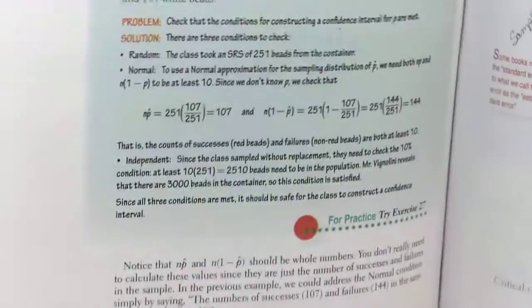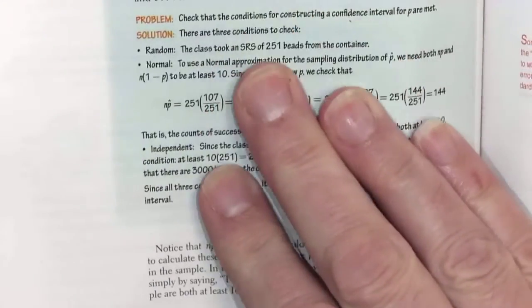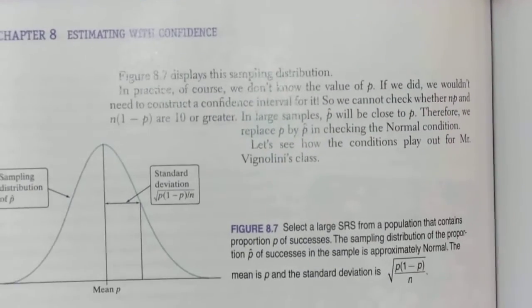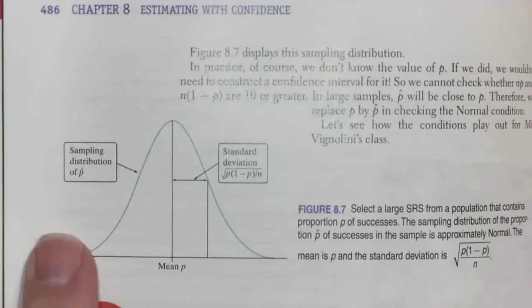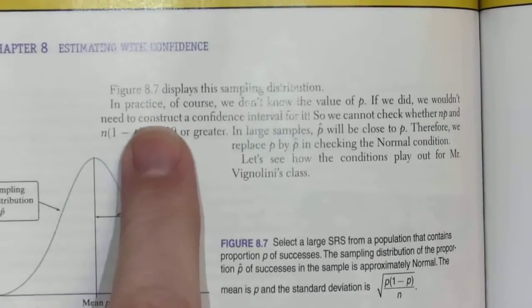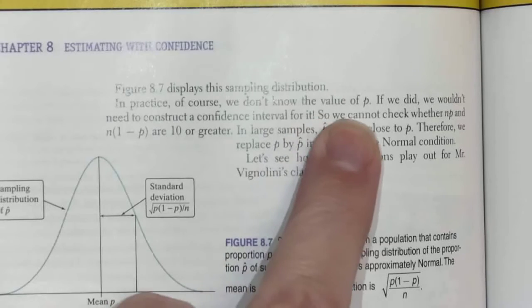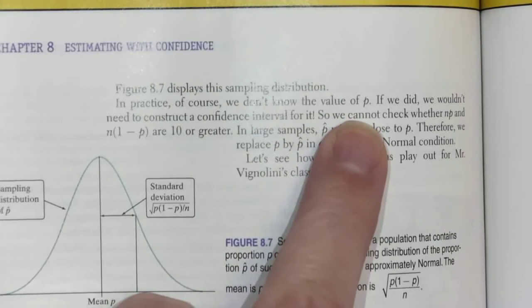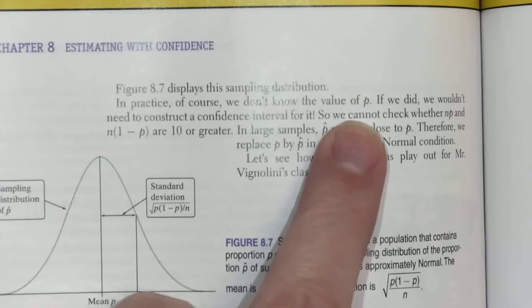Now, interestingly enough, here we are on the next page. Well, let's read this first. Okay. So, in practice, of course, we don't know the entire value of p. So that's what's going to happen to us eventually. We're not going to know the standard deviation. We're not going to know the proportion of the population.